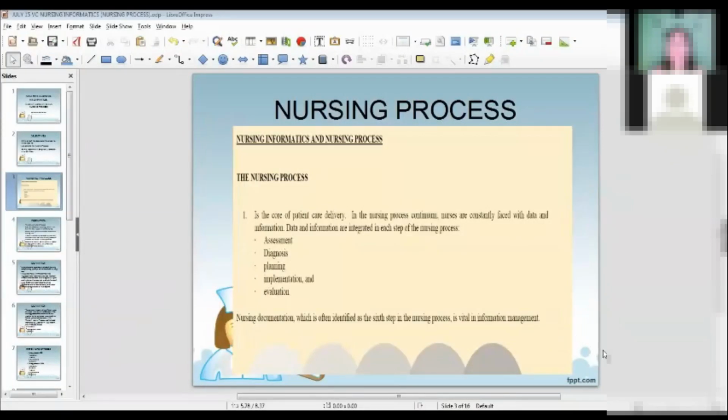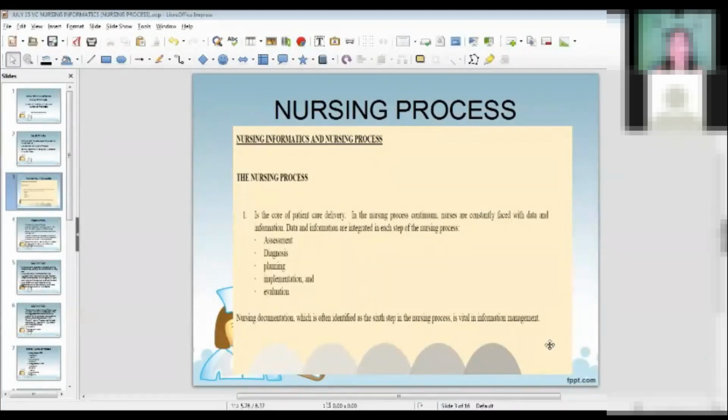So the focus of our discussion for this afternoon is for us to be able to understand the nursing process, what are the steps in the nursing process, and how it is utilized in the care of mother and child. So we define the nursing process as the core of patient care delivery. In the nursing process continuum, nurses are constantly faced with data and information.